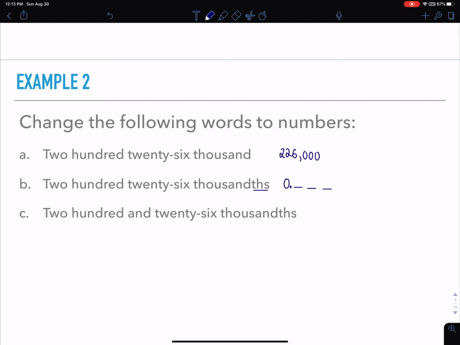So 226 thousandths would look like that. And then last but not least, 226 thousandths, the and means the decimal. So we have the number 200, which is just 200, and means decimal, and 26 thousandths, it's going to be 0.26. So again, we need to be in the thousandths column, and that's what 26 thousandths looks like.